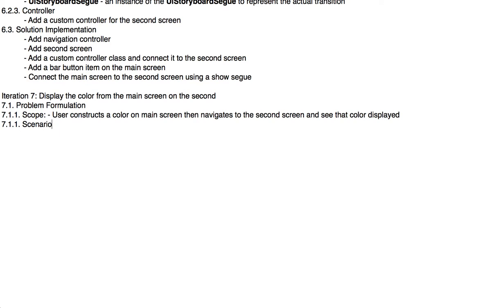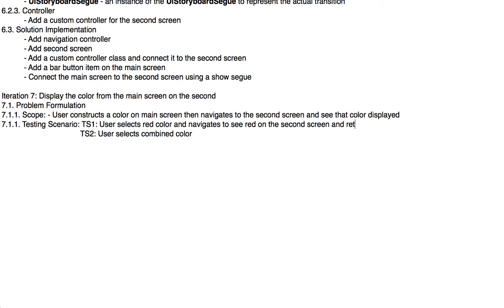Testing scenario is simple. Testing scenario 1, user selects red color and navigates to see red on the second screen. Testing scenario 2, user selects a combined color and navigates to see it on the second screen and returns. And then testing scenario 3, select a color with alpha 50% and navigate to see the color, and so on.